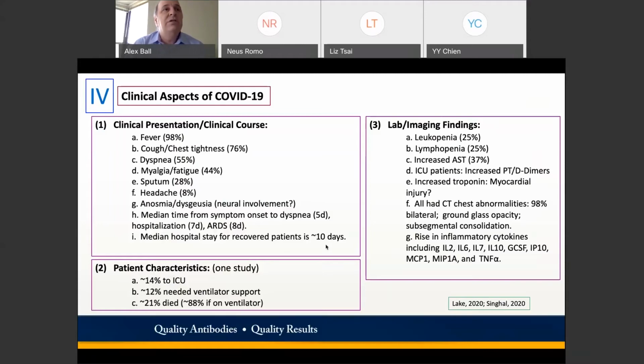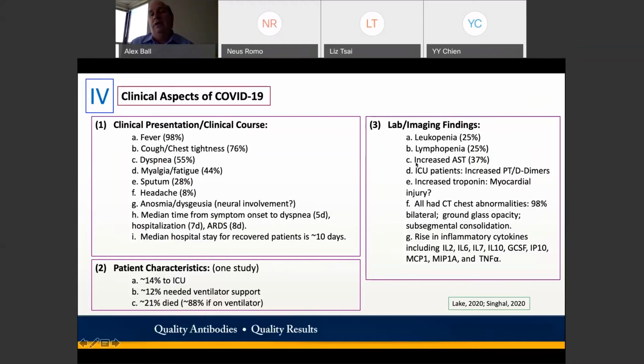15% have more serious disease, but don't require invasive ventilatory support. And upwards of 4 to 5% of patients have very serious disease, leading oftentimes to ventilation, to the intensive care unit, or death. So patient characteristics in one study: 14% of the people who presented to the hospital went to the intensive care unit, 12% needed ventilatory support, and of the patients admitted, almost 21% died. And if they were on the ventilator, 88% of them died.